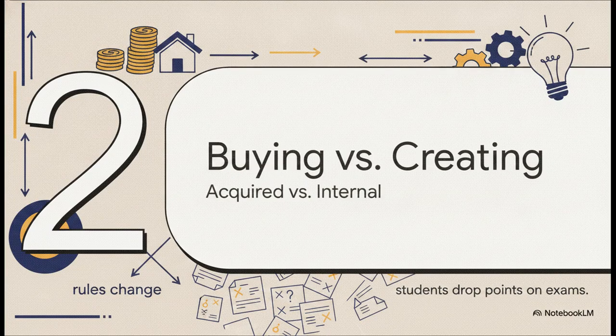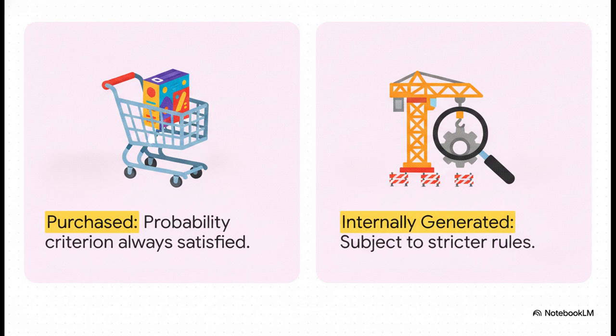Moving on to Section 2, buying versus creating assets. Now, what's super interesting here is how the rules completely shift depending on whether you bought the asset from someone else or built it yourself. This is a classic trap where students lose points on exams, so pay attention.